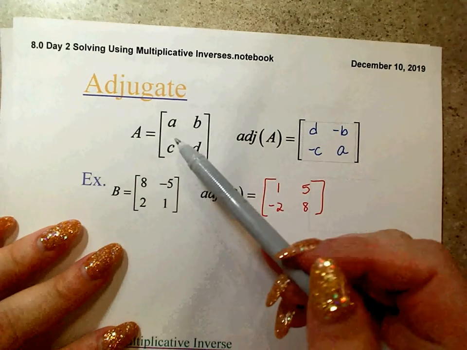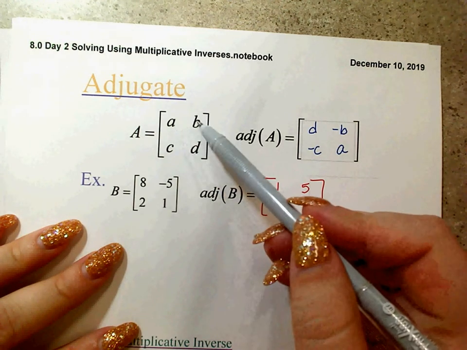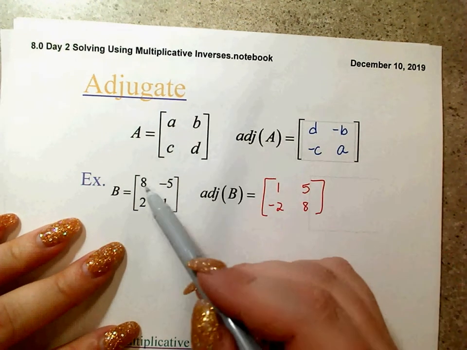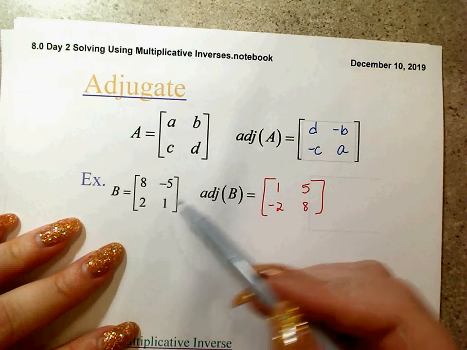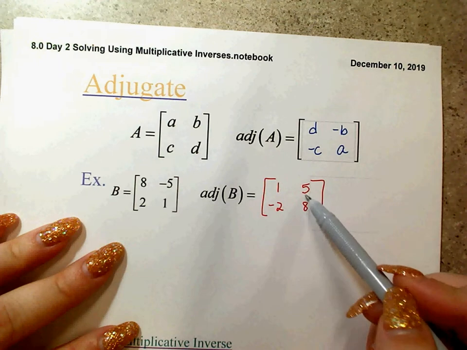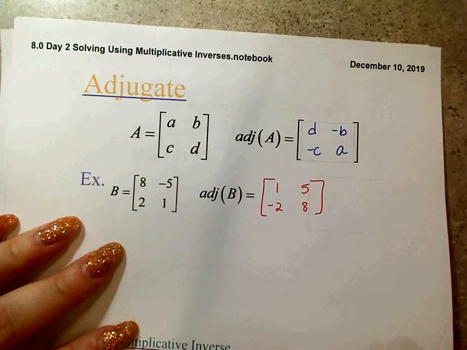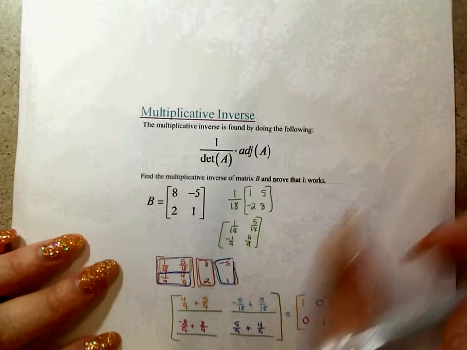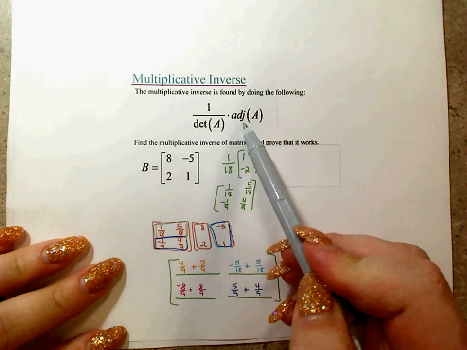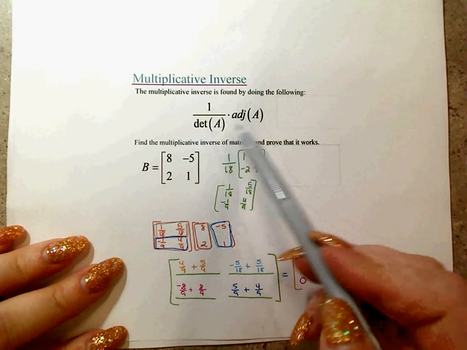The adjugate of a matrix is just where you switch A and D and you change the sign of B and C. So for 8, negative 5, 2, 1, we switch 8 and 1, so 1 and 8. 2 becomes negative, and negative 5 becomes positive 5. Okay, so this is the adjugate. These are two different things that are necessary to find the multiplicative inverse. The multiplicative inverse is found by saying 1 over the determinant times the adjugate of the matrix. So write down multiplicative inverse if you weren't here on Friday, and then write down this expression.